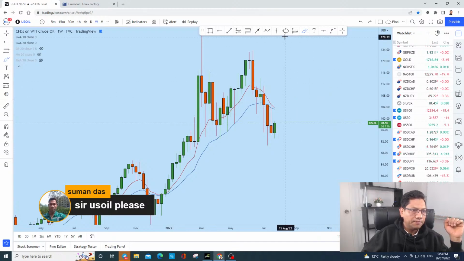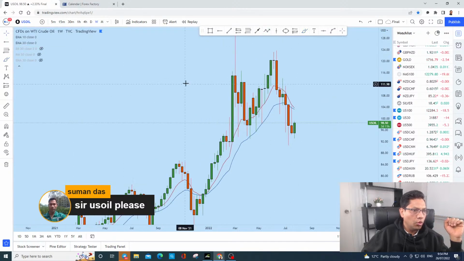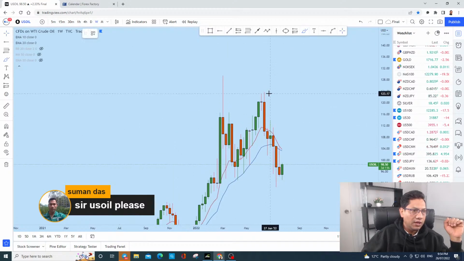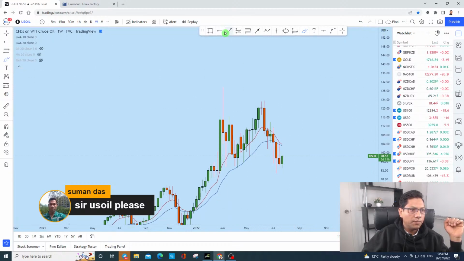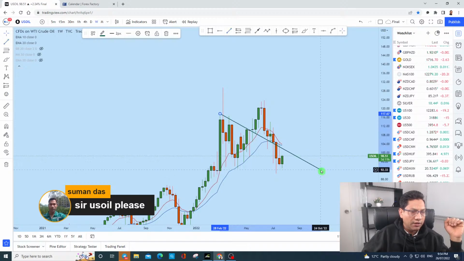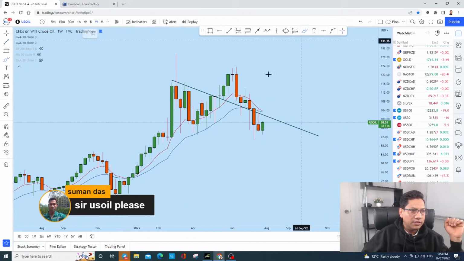If you look at this weekly chart, we see a head and shoulders on US oil. This is the head, this is the left shoulder, and this is the right shoulder. Because there is a head and shoulders, if we draw a neckline of this head and shoulders, the neckline is the support here.